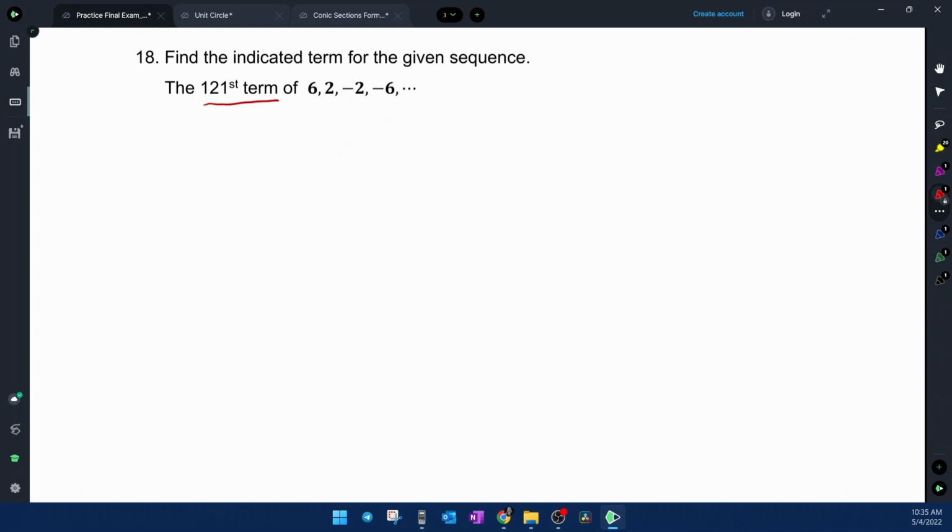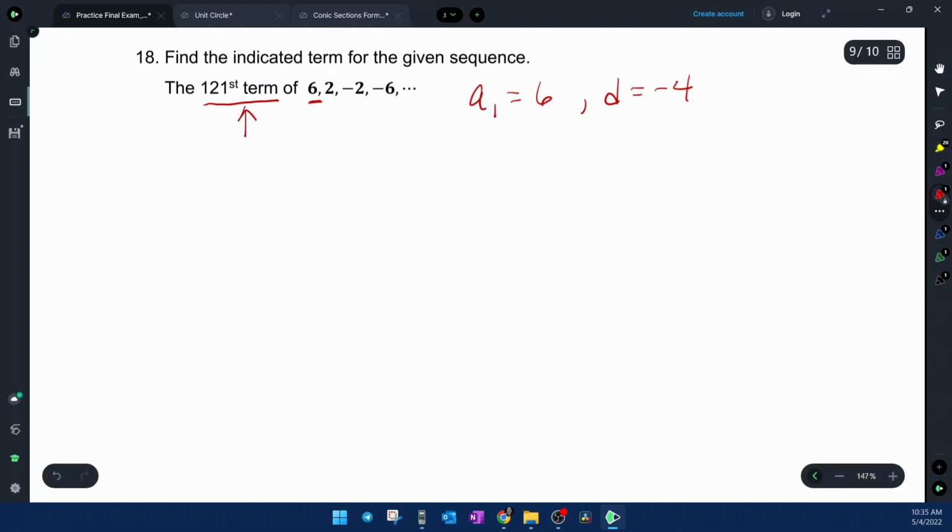So let's make a note. We know the first term is 6. That's given. And we also know the common difference is negative 4. So knowing the general term of the arithmetic sequence will allow me to find the 121st term.